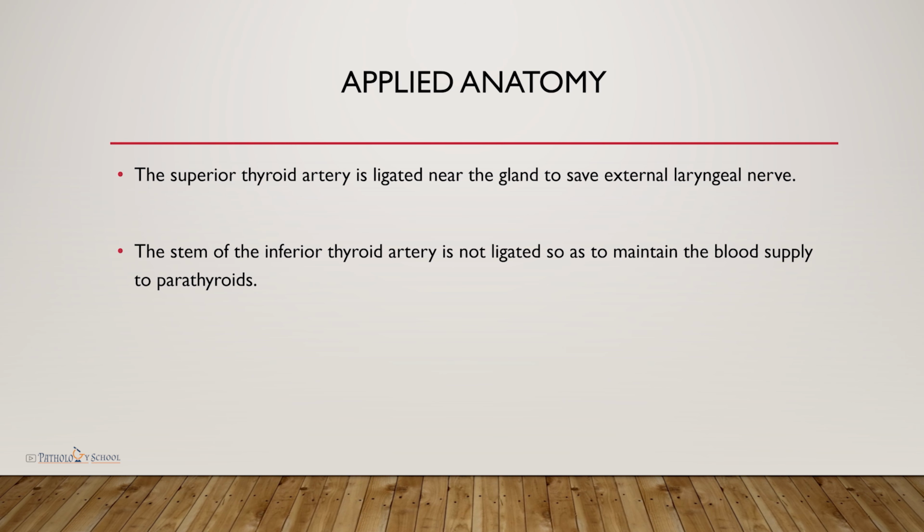The superior thyroid artery is ligated near the gland to save the external laryngeal nerve, as we have seen, because superior thyroid artery and the external laryngeal nerve run in close proximity. The stem of the inferior thyroid artery is not ligated during the thyroid surgeries so as to maintain the blood supply to the parathyroids.